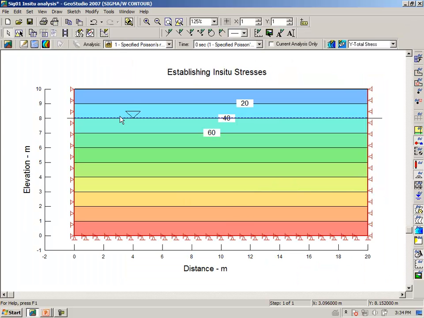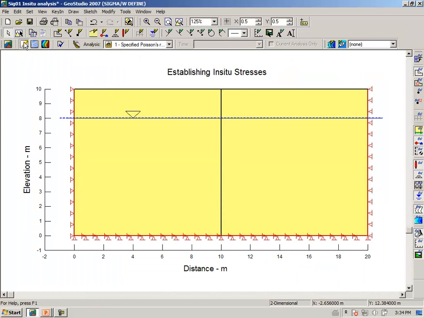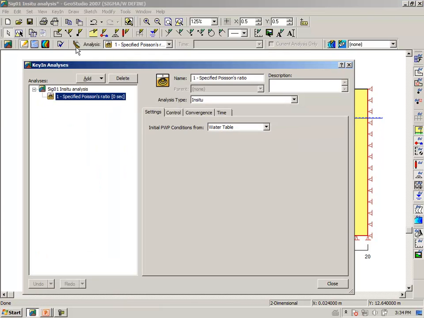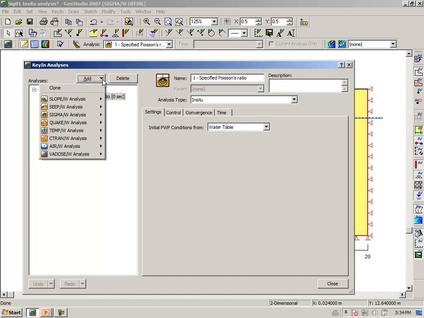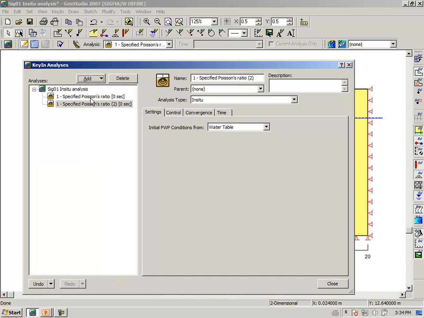Returning then to the define view, clicking on the Key in Analyses icon, we want to now do a second analysis where we specify a K0. The analysis will be very similar, so we can clone the current analysis. Let's call this analysis number 2, specified K0.